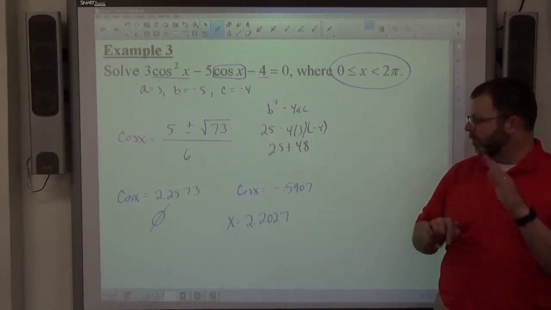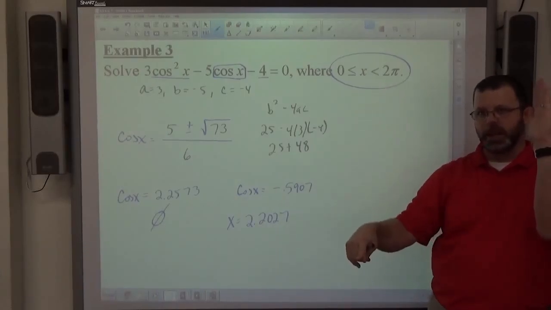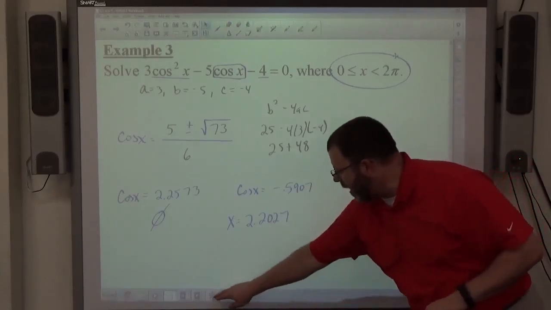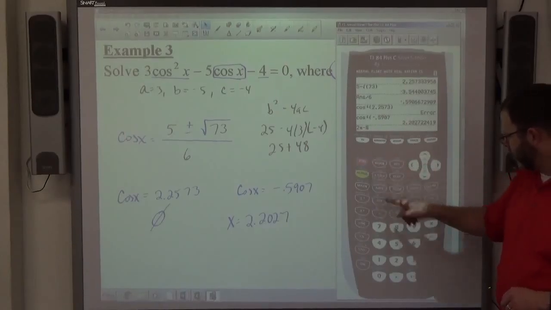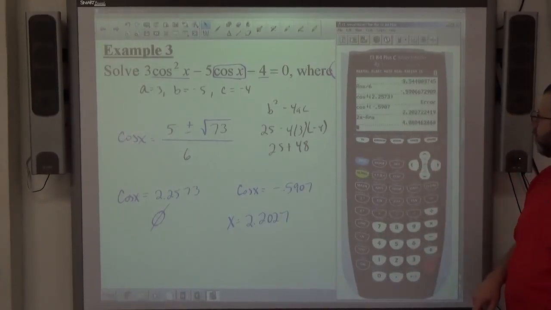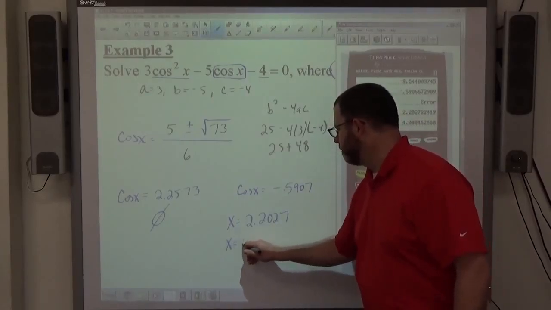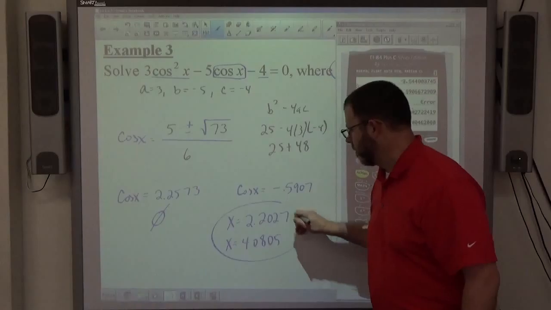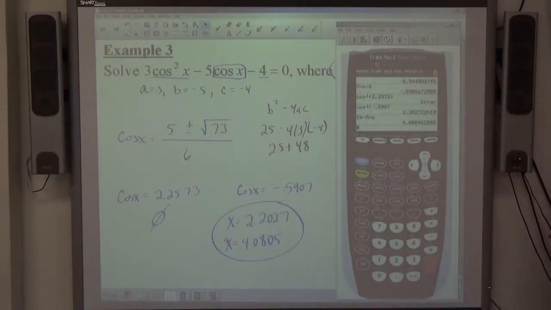Cosine equals negative 0.5907 up here somewhere, but it also equals down here somewhere, the same place. So to get that second answer, I'm going to do 2 pi minus that. So 2 pi minus my previous answer comes out to 4.0805. That would be both answers between 0 and 2 pi that fit the question.